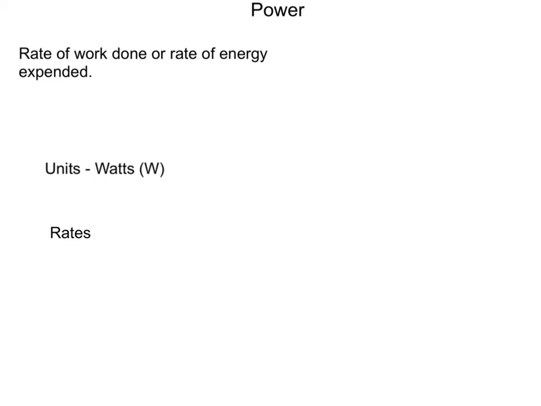Another common term that we use in our English vernacular is power. Now, power is the rate of work done or the rate of energy expended, which is setting up for our next video of work and energy, a relationship between those. Units for power is watts.